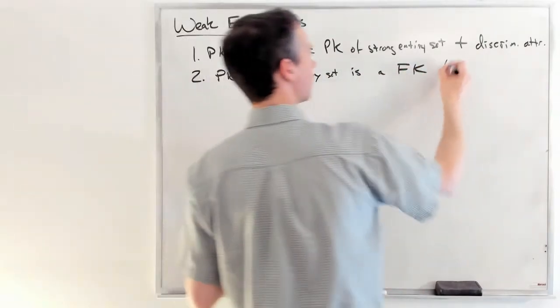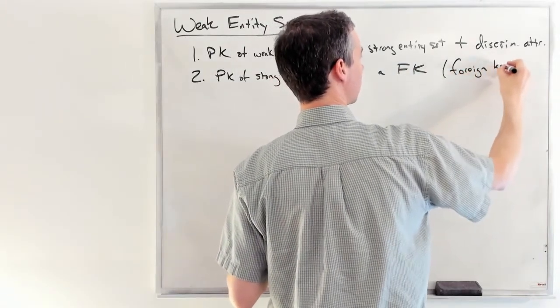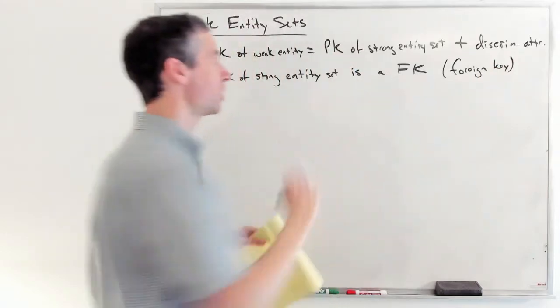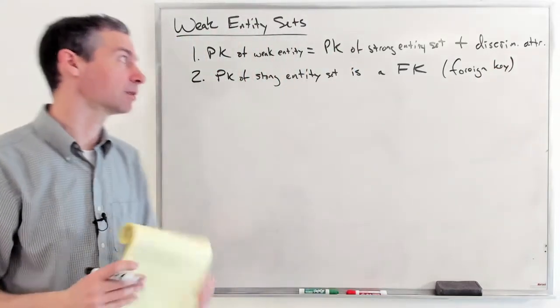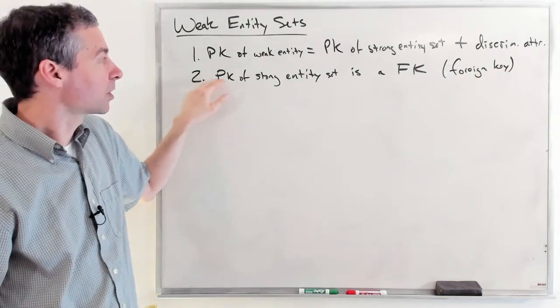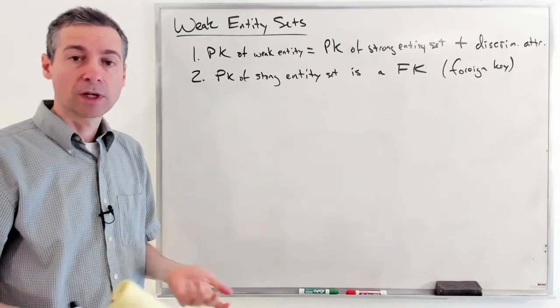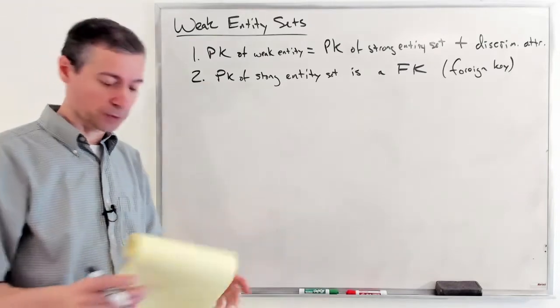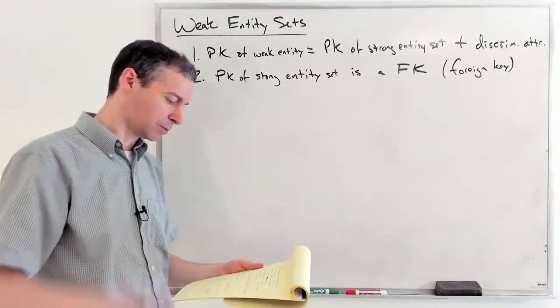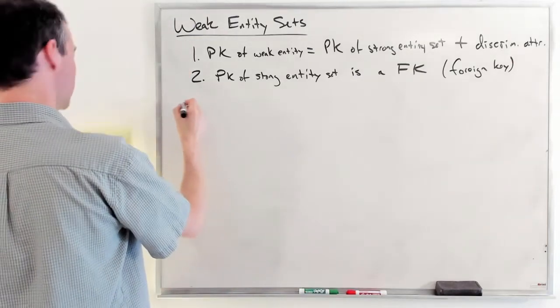Okay, so I'll use FK everywhere rather than spell out foreign key, just like I like to use PK rather than spell out primary key. So in other words, we end up using the primary key of the strong entity set, and it's going to be a foreign key. So let's take this and go into the examples here.